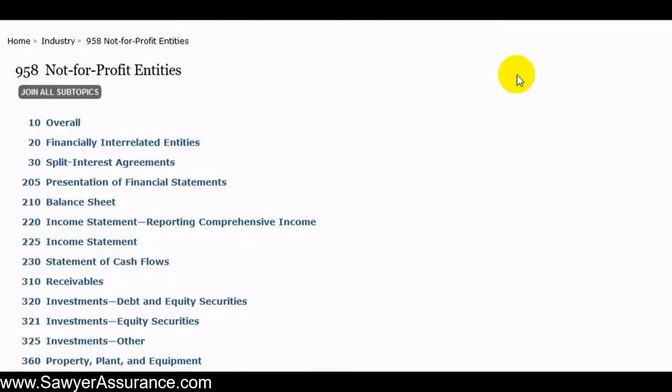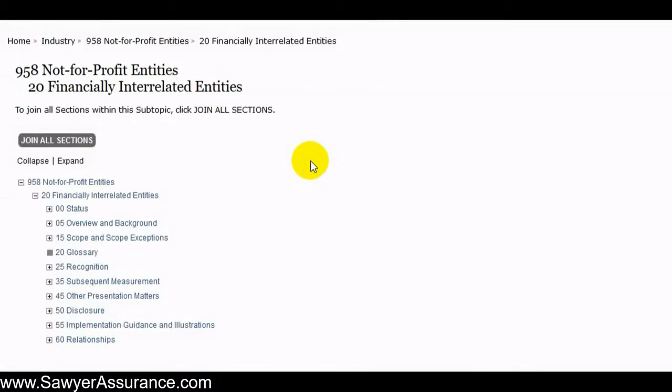Okay, continuing on in our discussion of the FASB Accounting Standards Codification, topic 958, not-for-profits. We're in ASC 958-20, financially interrelated entities. Up until now, we discussed the scope of what types of entities should comply with this financially interrelated entities subtopic, and that was included in the scope and scope exceptions. But now we know what type of entities qualify, we can start going through the recognition.